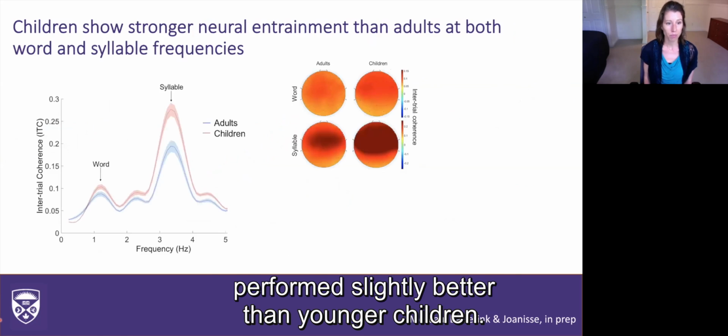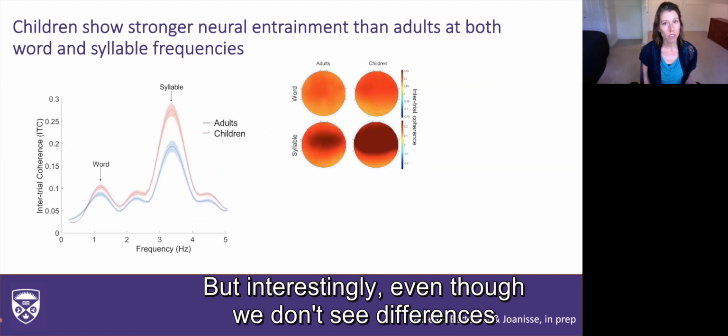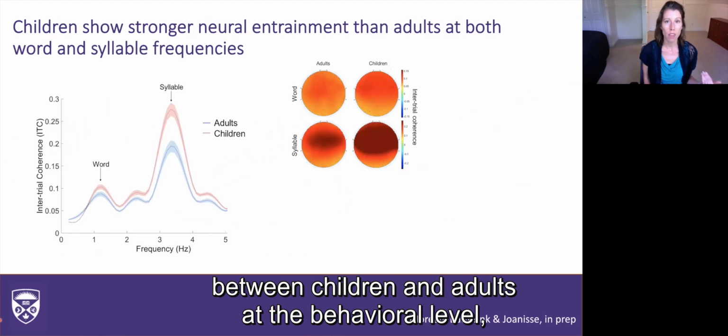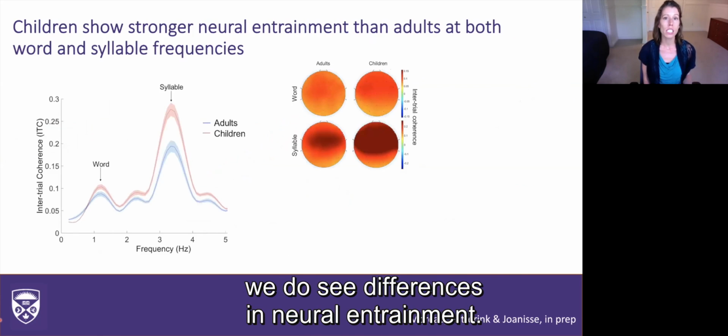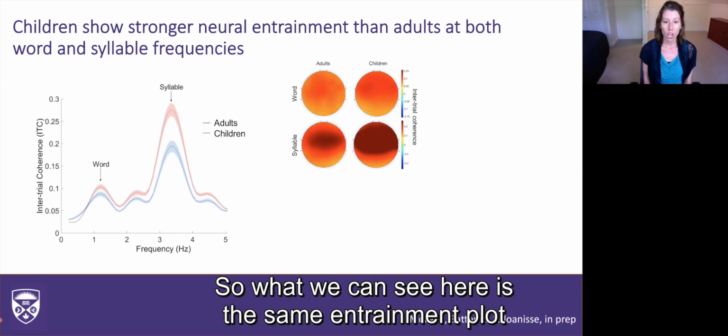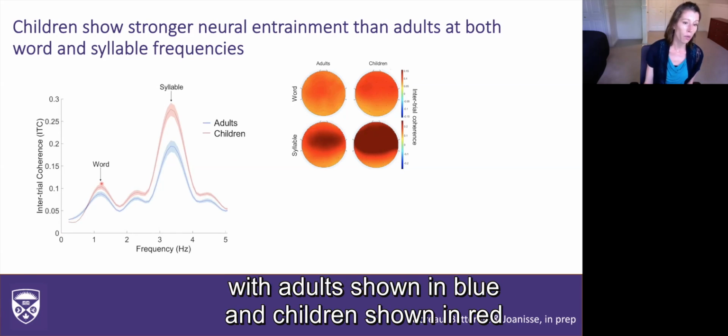However, there was a marginal correlation within the children's group whereby older children performed slightly better than younger children. But interestingly, even though we don't see differences between children and adults at the behavioral level, we do see differences in neural entrainment. So what we can see here is the same entrainment plot with adults shown in blue and children shown in red.